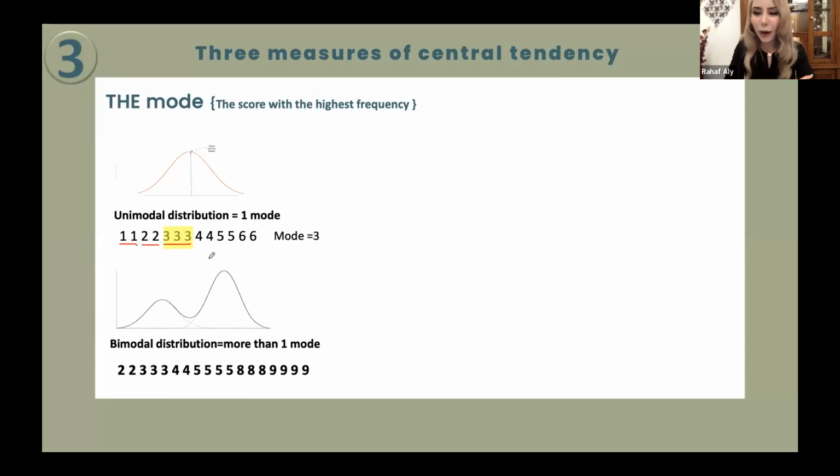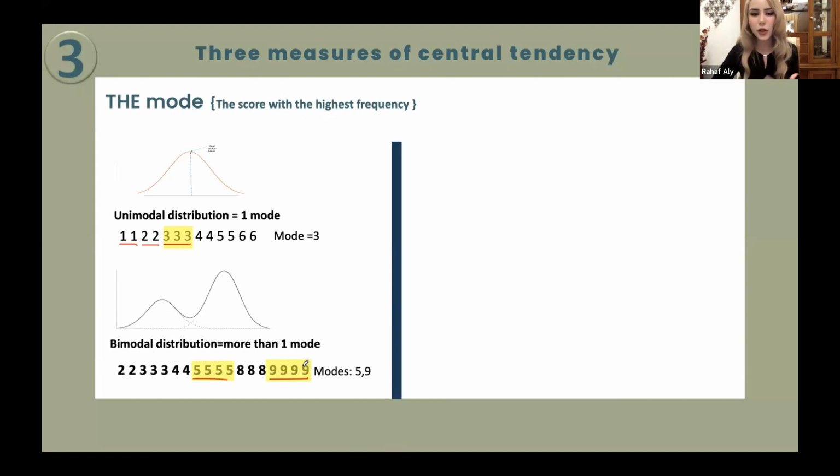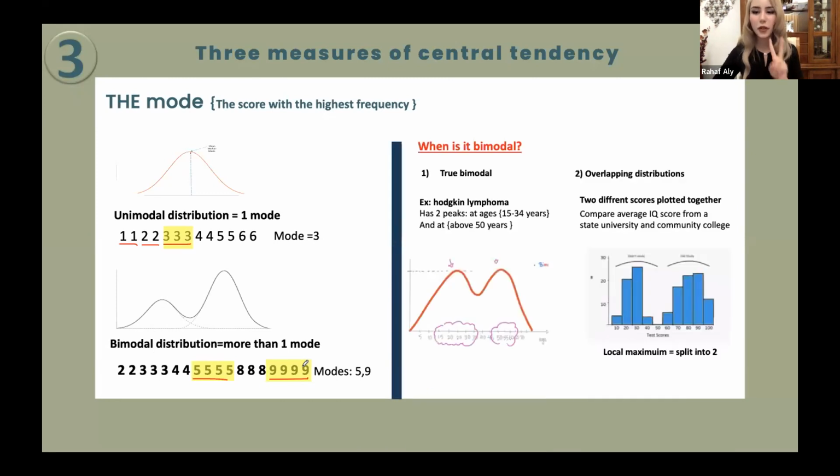But until now, I only showed you the unimodal distribution. Let me introduce to you the bimodal distribution. The bimodal distribution is where we have 2 peaks or 2 modes. So here, we have the first one, which is the 5, and the 9. These 2 are our modes. But bimodal distribution is kind of a weird phenomenon. So why does it happen? Well, it can happen for 2 reasons.